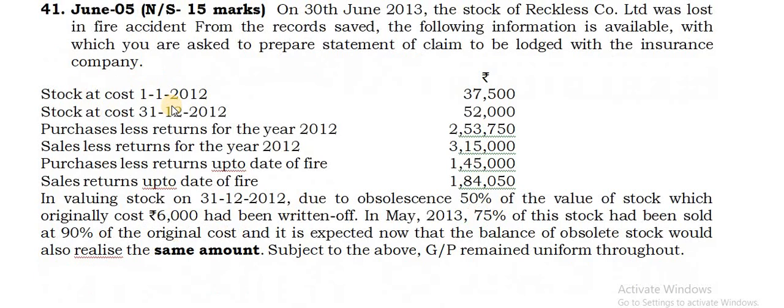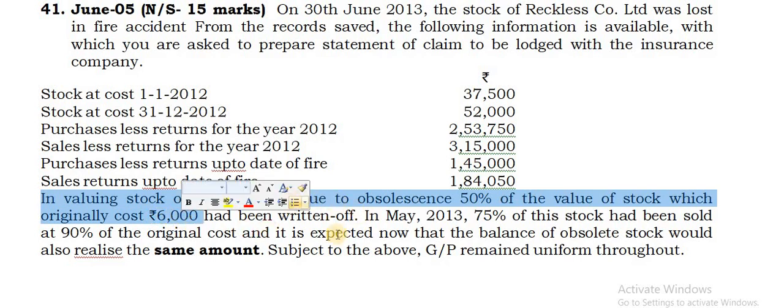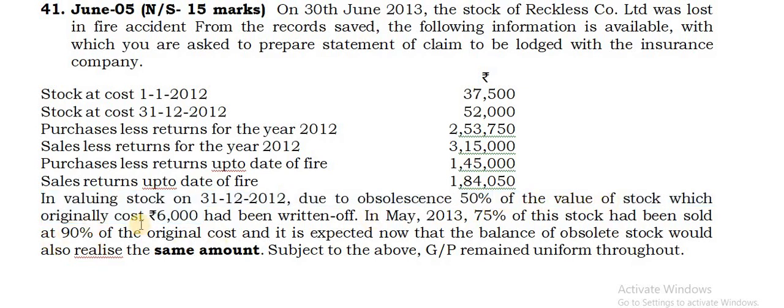Now coming to the June 2005 question. That's the last question, question number 41. Here also you can find a similar case, where in valuing stock on 31/12/2012, due to obsolescence, 50% of the value of the stock, originally cost 6,000, had been written off. These are the sentences which you have to look for. There is an abnormal line of goods here. 6,000 is the worth of the abnormal goods on which 50% is being written off.